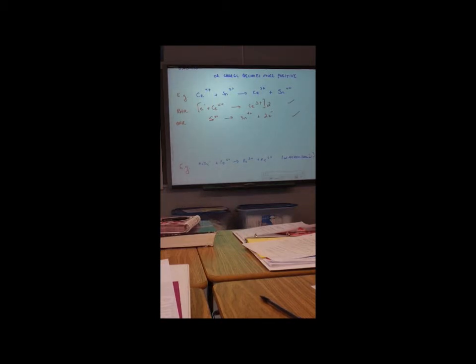This 2, however, multiplies through. So that gives me 2 electrons plus 2 cerium 4 plus ions, yielding 2 cerium 3 plus ions. In other words, it takes 2 cerium 4 plus ions in order to donate those 2 electrons that are needed to oxidize the tin.